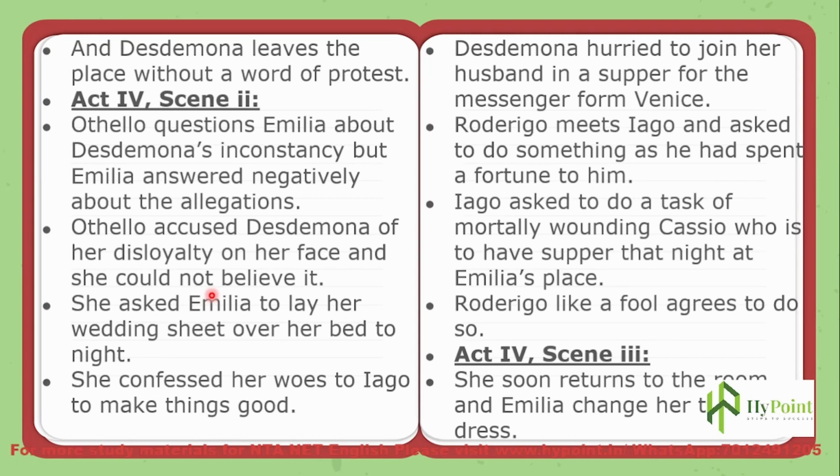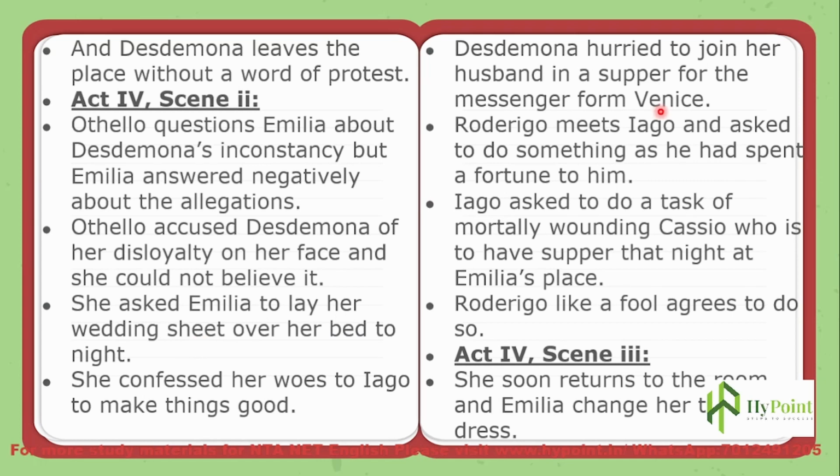Now she knew that she was accused of disloyalty, and she asked Emilia to lay her wedding sheet over her bed tonight. She thinks that maybe if she expresses some love towards him, he will be fine. She confessed her woes to Iago to make things good. And Iago also comes to Desdemona, pretending that he is a well-wisher.